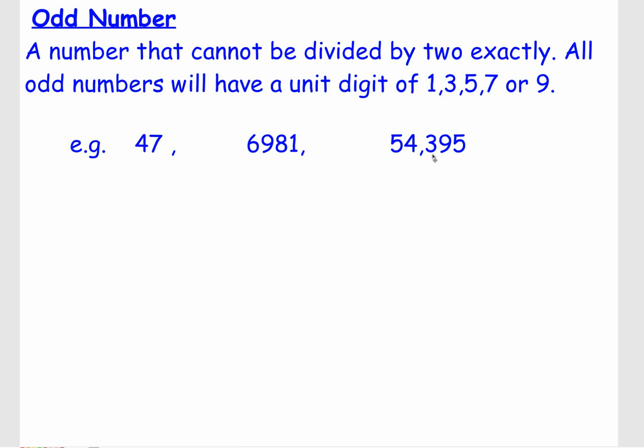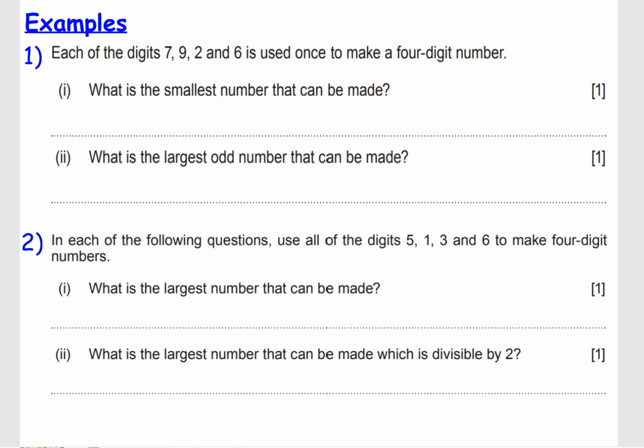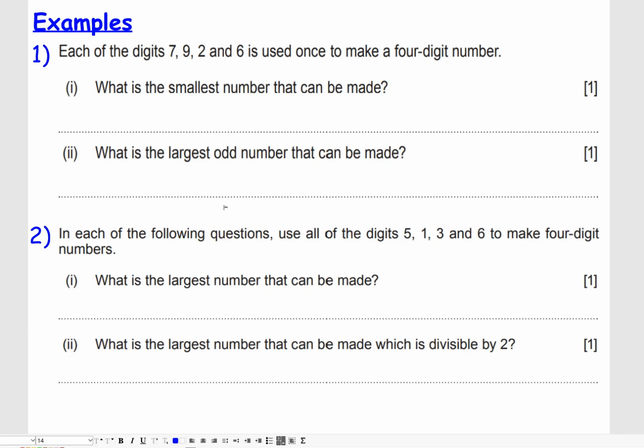So here, 54,395 has a unit digit of a 5, therefore it's an odd number. So sometimes we're asked to create numbers based on the digits given in the question. So each of the digits 7, 9, 2 and 6 is used to make a 4-digit number. What is the smallest number that can be made?